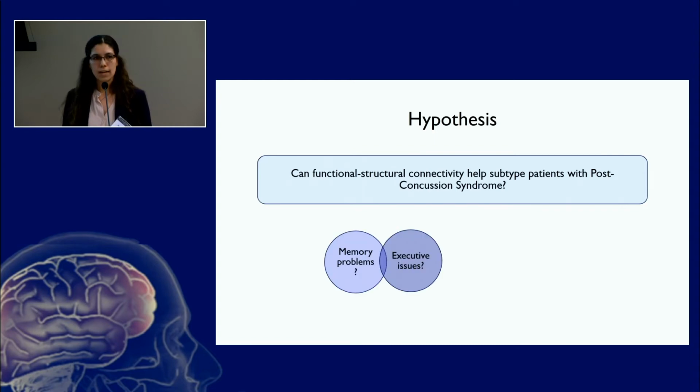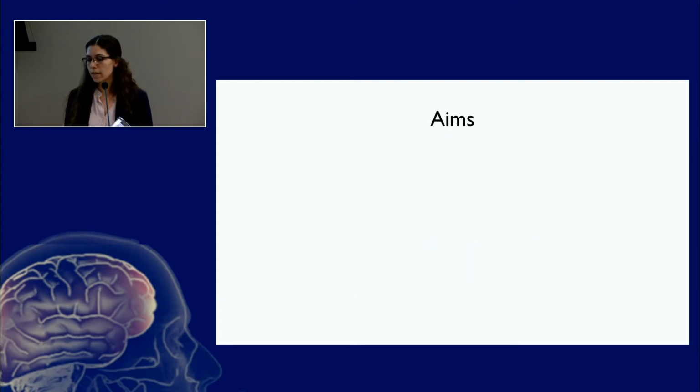What it means is, is there a group of patients in our post-concussion data that, for example, experience more memory problems versus executive issues, or can we create a scale for post-concussion as in mild versus severe? And I'm going to explain how I do this.